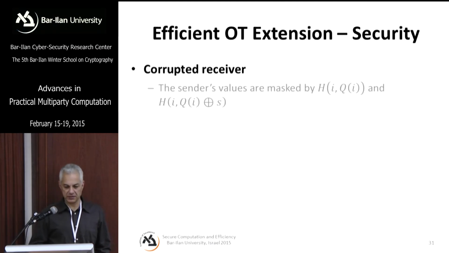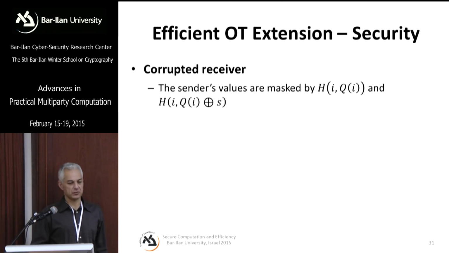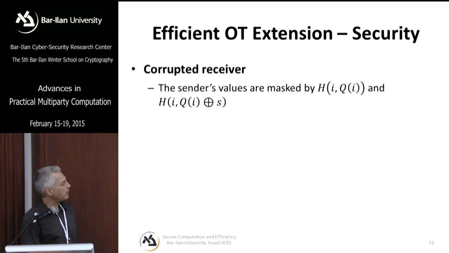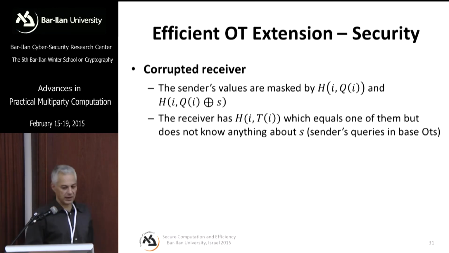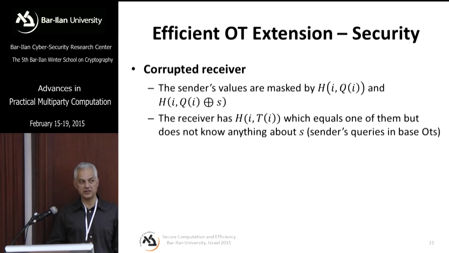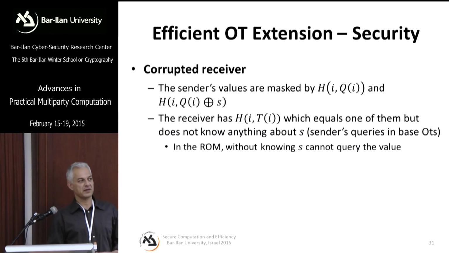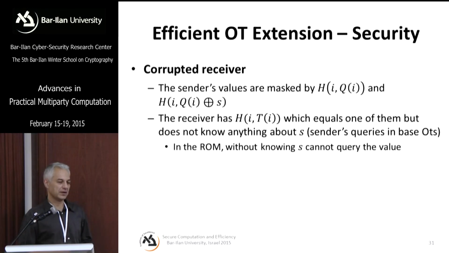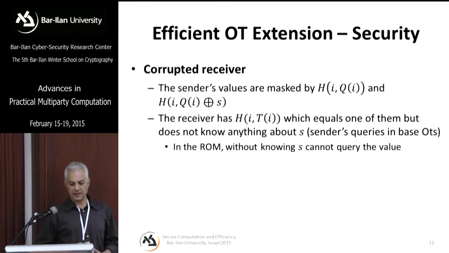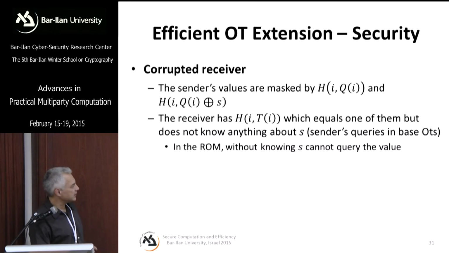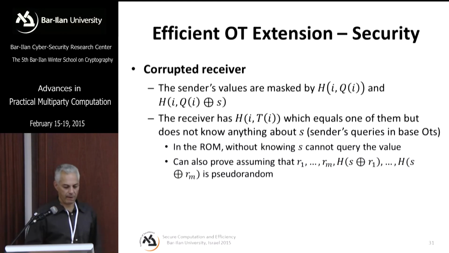What about the corrupt receiver? So the sender's two values, one of them is masked with a hash of Q_i, and the other with a hash of Q_i XORed with S, where S is unknown to the receiver. Now, the receiver has one of these two values, but not both. Now, if we model this hash function as a random oracle, and I haven't mentioned what that is, then if you don't know S, you can easily prove that the receiver can only decrypt one of these two options.